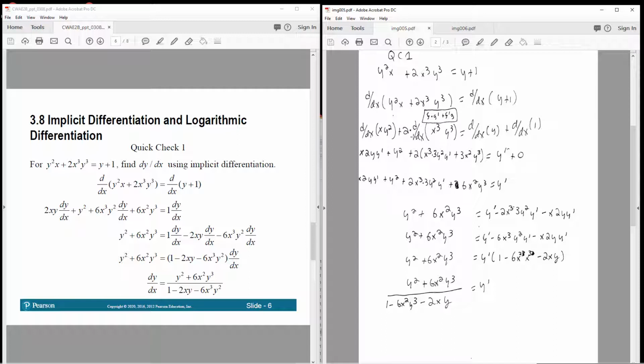So in this case here I factor out the constants. Then I also have to take the derivative of y plus 1. That can be broken down into the derivative of y with respect to x and the derivative of 1 with respect to x. So the derivative of 1 with respect to x is 0. The derivative of y is going to be y prime with respect to x.